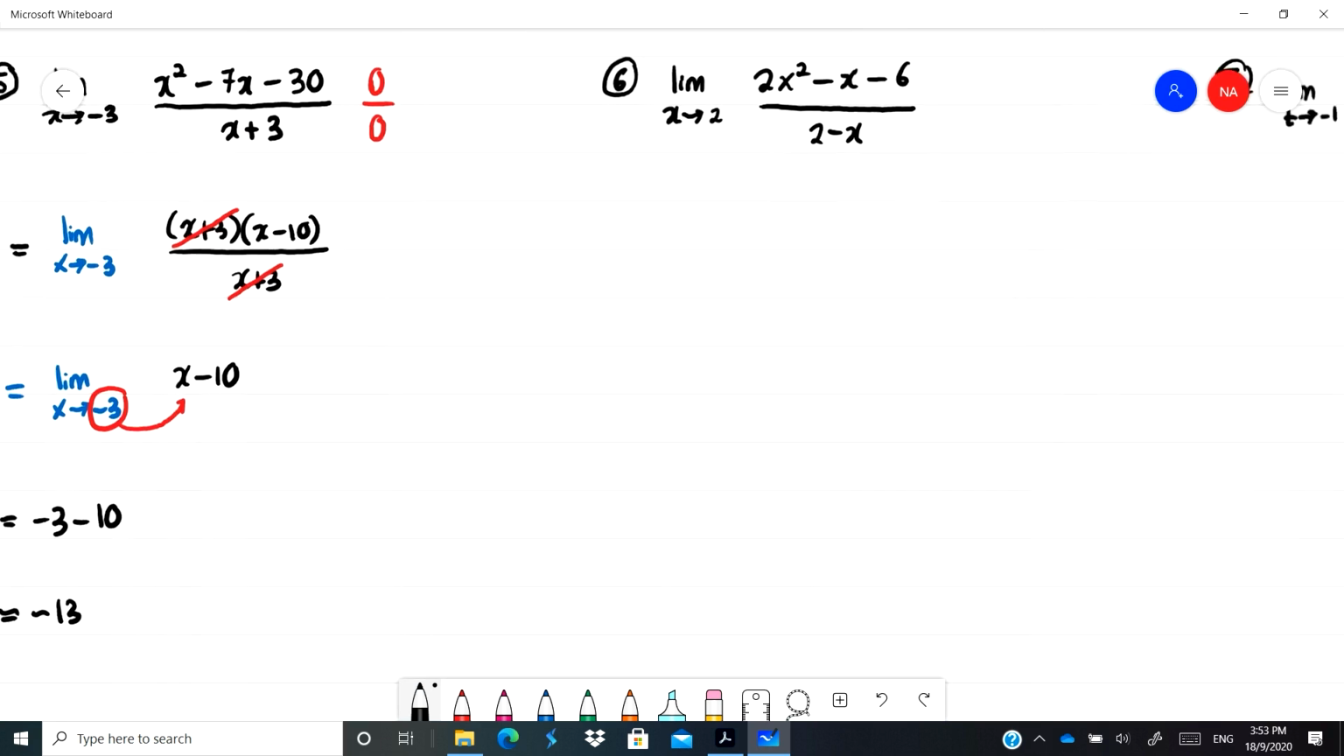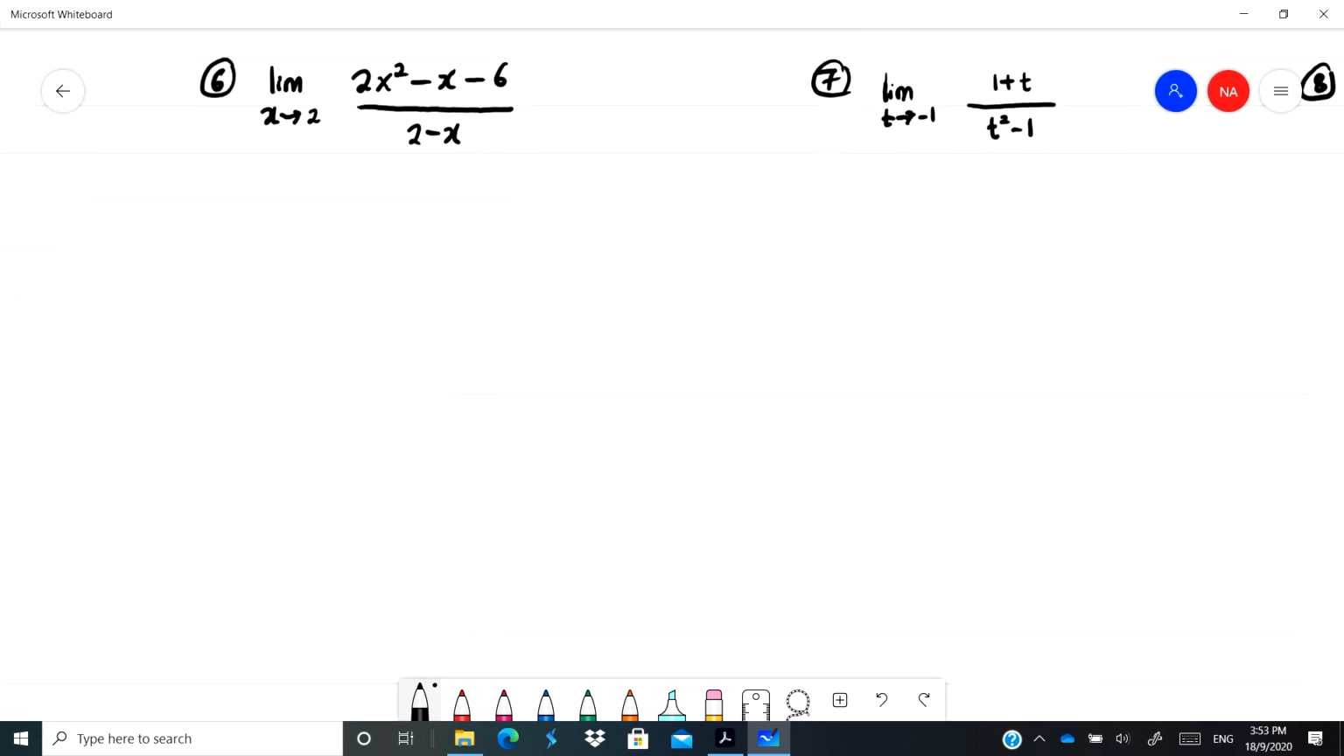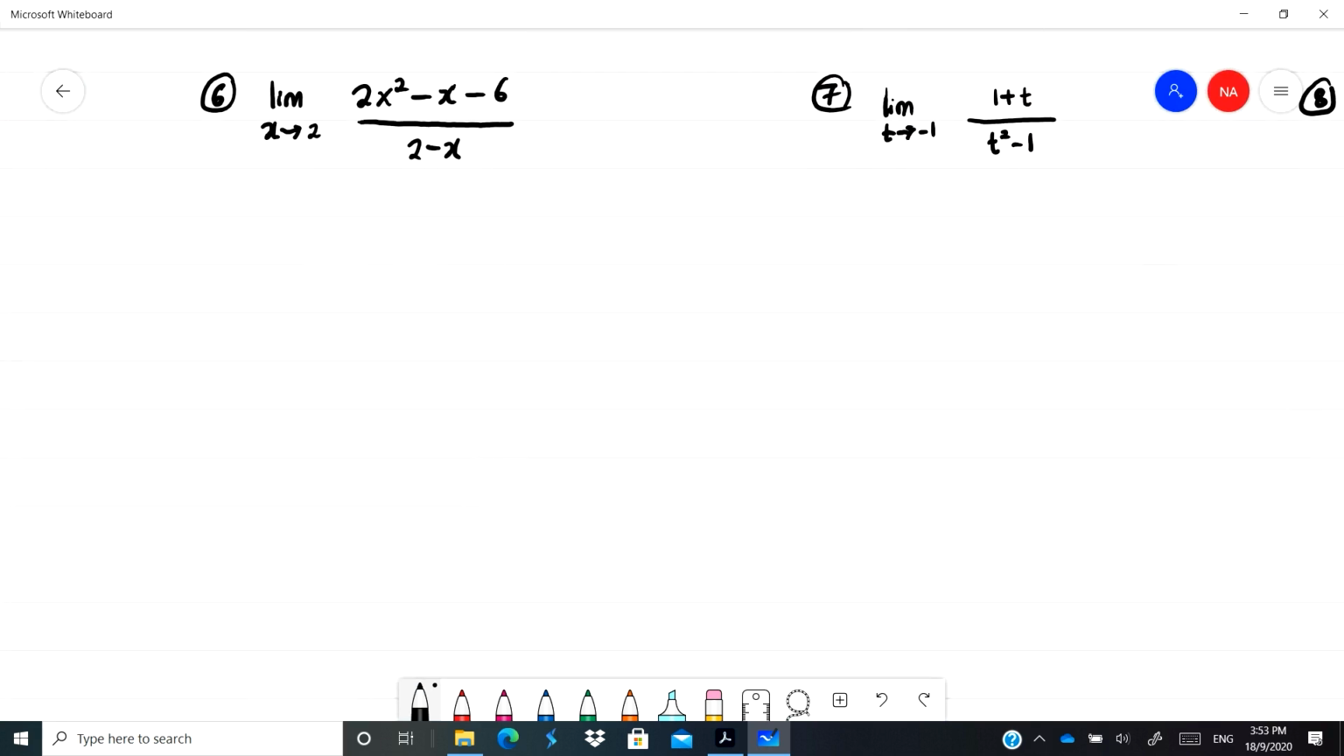So let's move to number 6. Number 6 is quite unique because it involves another number in front of x, which is 2x squared. Never mind, you have to know how to factorize, because factorization you should have been learning since Form 3, if I'm not mistaken.